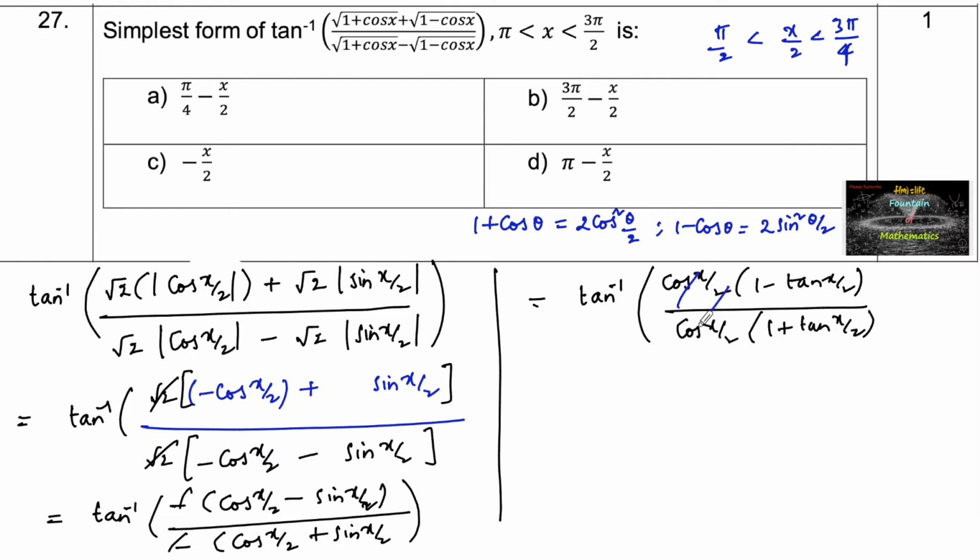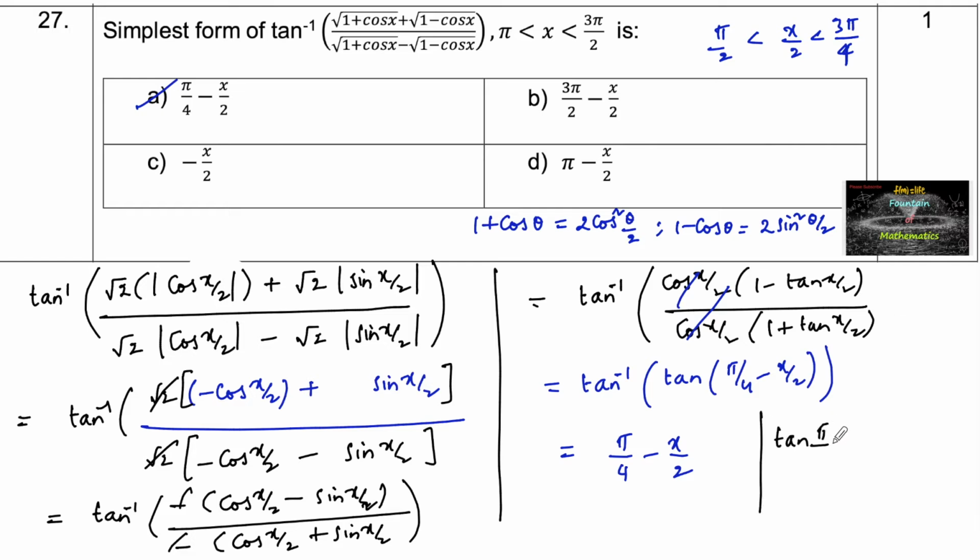So cos x by 2 gets cancelled, which is equal to tan inverse of (1 minus tan theta) by (1 plus tan theta), which is tan of pi by 4 minus theta. So we can write tan pi by 4 minus x by 2, which is equal to tan inverse of tan of (pi by 4 minus x by 2), that is pi by 4 minus x by 2, which is our option A. Since tan of pi by 4 minus theta is equal to 1 minus tan theta upon 1 plus tan theta, using this formula we can write here. So the answer is option A.